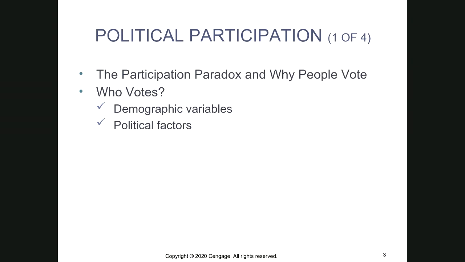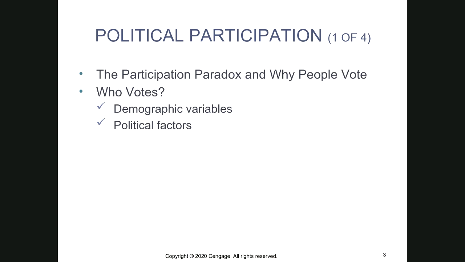In terms of who is most likely to vote, the most important demographic variables you see are education, income, and age. The more educated you are, the more likely you are to vote. The more income you have, the more likely you are to vote. And the older you are, the more likely you are to vote. If we break that down quickly, it makes sense.